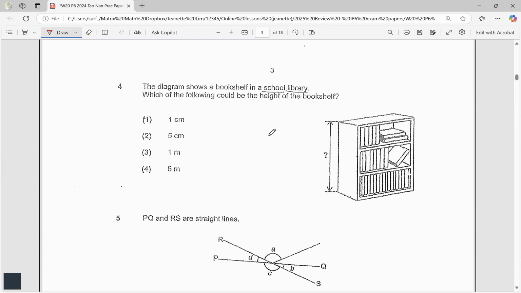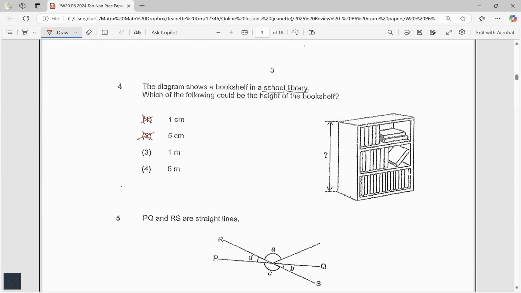Question 4, the diagram shows a bookshelf in a school library. So we're supposed to find the possible height of the bookshelf. Okay, let's eliminate. Which one is not possible? Definitely not 1 cm. 1 cm is way too short, right? 1 cm is about maybe the thickness of your eraser. 5 cm is probably the length of your finger or your pinky. So no, not that. You're left with 1 meter or 5 meters.